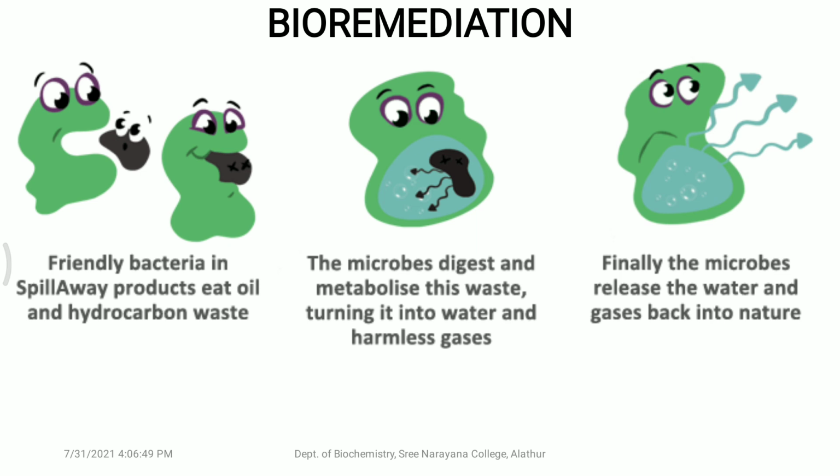Bioremediation. What is bioremediation? Removal of contaminants from the environment using living organisms. Friendly bacteria in spill-away products eat oil and hydrocarbon waste. These microbes digest and metabolize this waste, turning it into water and harmless gases. Finally, the microbes release water and gases back to nature. You know what happens? Microbes are genetically engineered to incorporate specific genes of enzymes so that they can eat away the harmful contaminants of the environment.